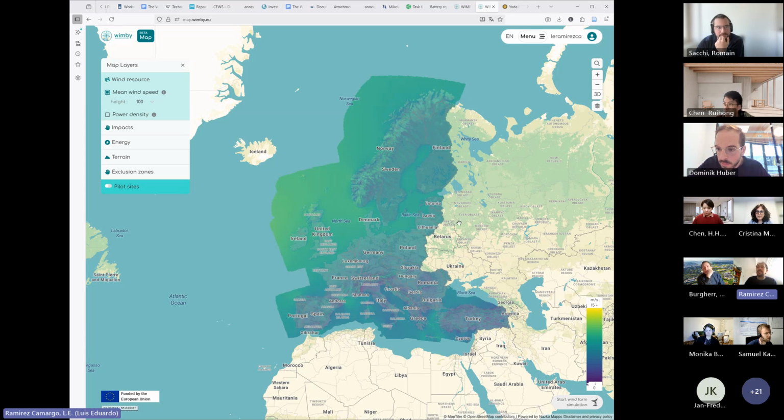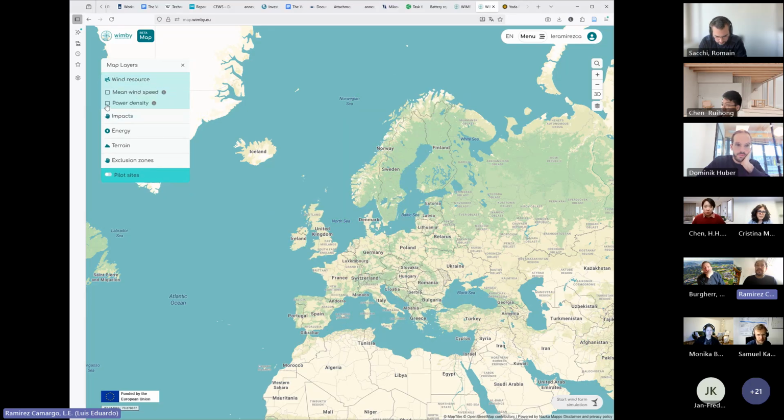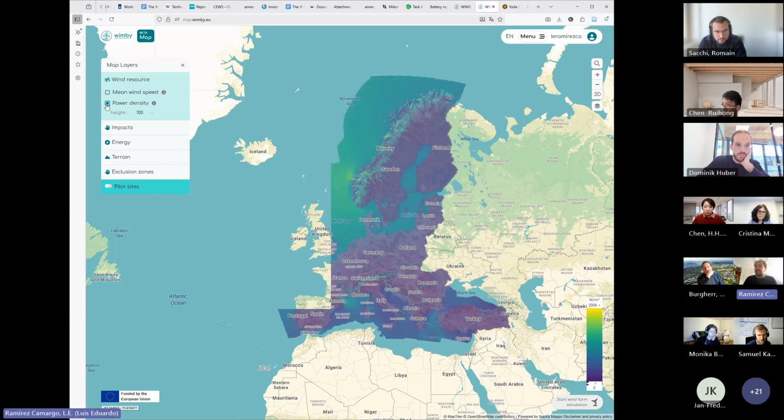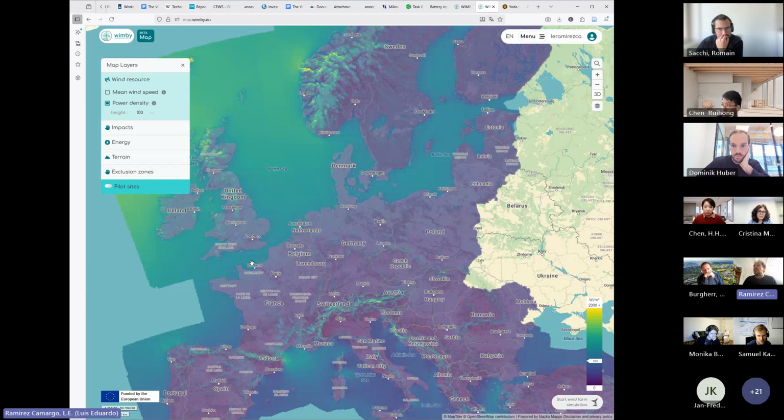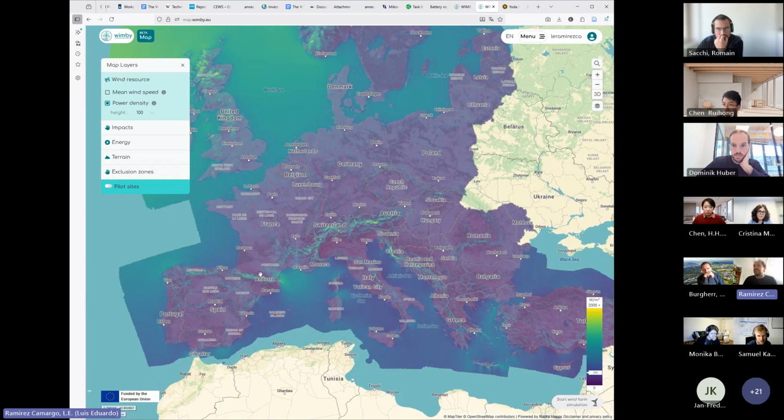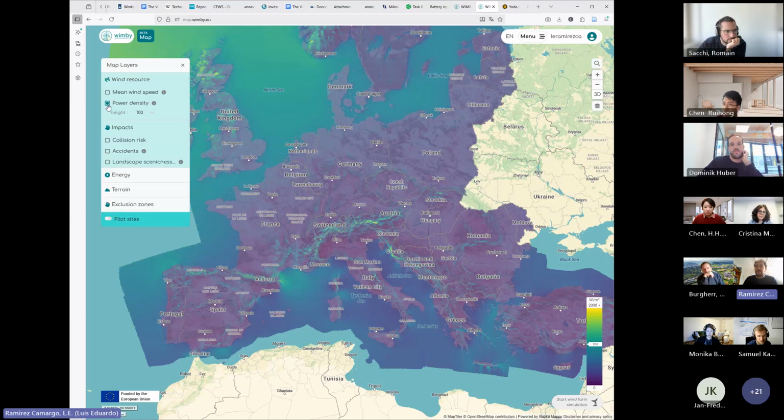So this map, you will see that it looks a little bit like the new European Wind Atlas for a reason, because it also includes the data from the European Wind Atlas in terms of wind speeds and wind resources availability. One of these layers that I like is, for instance, the power density one. It shows you in watts per square meter where you can get the most energy in the continent. You have it for 100 meters or 200 meters.